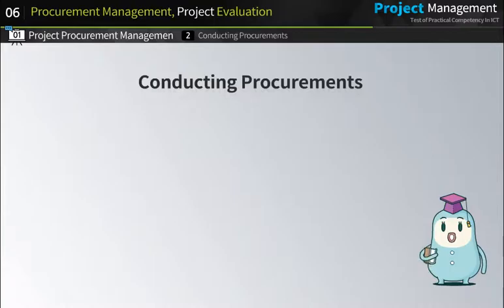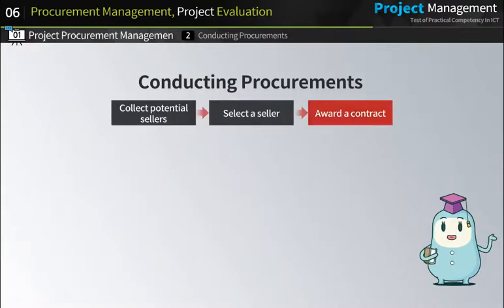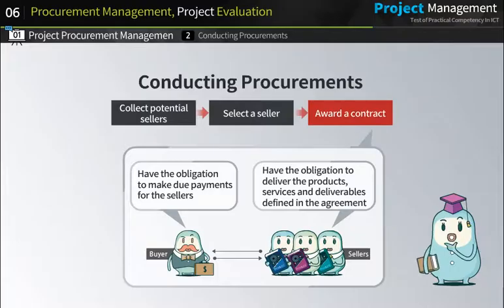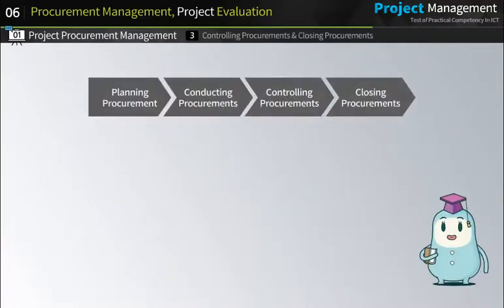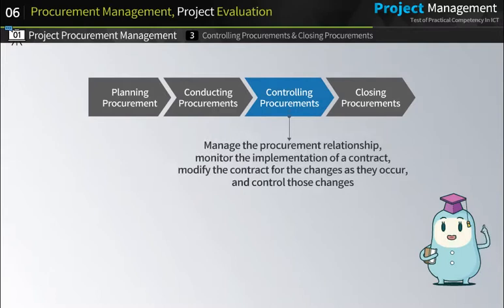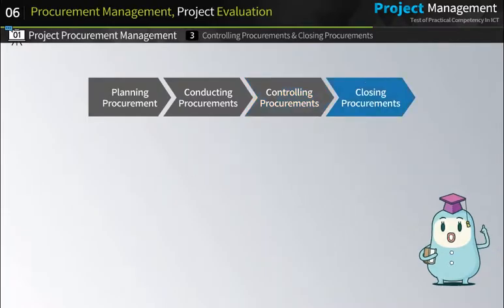During the course of conducting procurements, the contract must specify that sellers have the obligation to deliver the products, services, and deliverables defined in the agreement, while a buyer has the obligation to make due payments for the sellers. Controlling procurements is the process of managing the procurement relationship, monitoring the implementation of a contract, modifying the contract for the changes as they occur, and controlling those changes. Once the project is closed by contract management, the process of closing procurements is initiated.